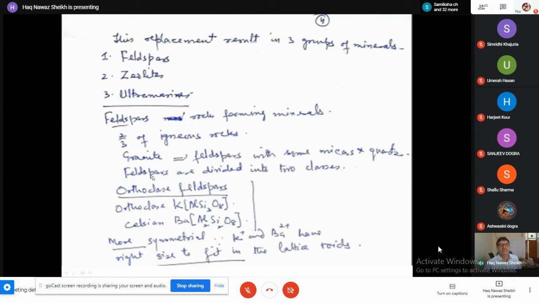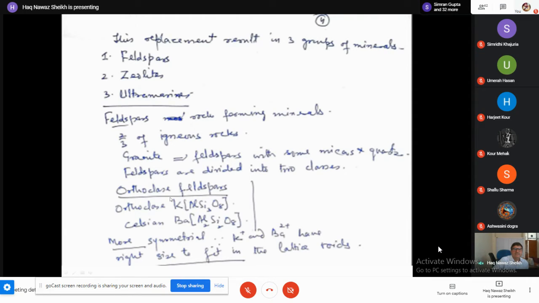So feldspars are divided into two classes. Orthoclase feldspar, in which 1/4 of the silicon is replaced by aluminum and outside obviously we have potassium. Then 1/2 of the silicon replaced by aluminum and outside we have barium. If the cation is potassium or barium, then it is called orthoclase feldspar.